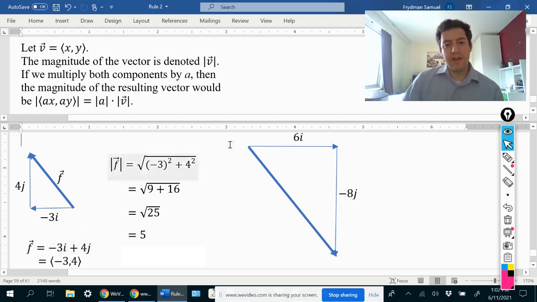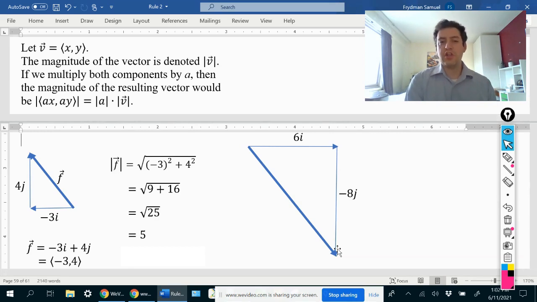This was moving to the left, this one is moving to the right, this one was moving up, this one is moving down, and they're also twice as long as they used to be. This one was 3 units long, now this one is 6 units long. This one was 4 units long, this one is 8 units long. Okay, so when we multiply the components by negative 2, as in this example, the directions would switch and they would become twice as long.